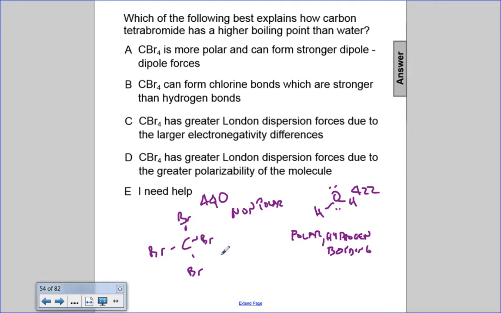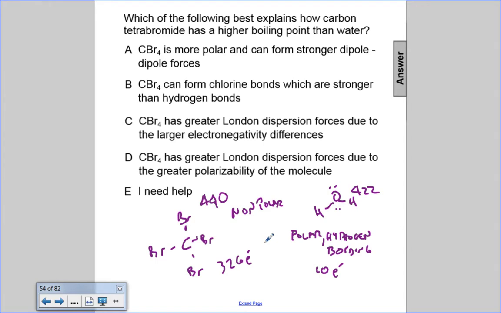Bromine has a mass of 80. There are 4 of them, so that's 320, plus the 6 in carbon. Carbon tetrabromide has a total of 326 electrons. As opposed to water, oxygen has 8, hydrogen each has 1, so it has 10 electrons. Therefore, the carbon tetrabromide must be much, much more polarizable than the water molecule, and the London dispersion forces are significantly strong that carbon tetrabromide has a higher boiling point.